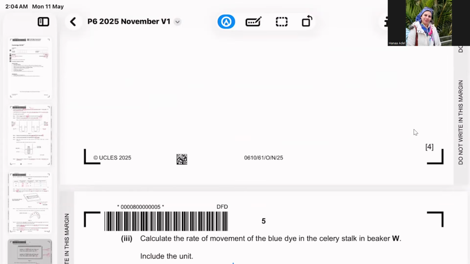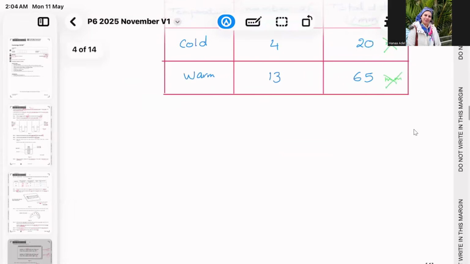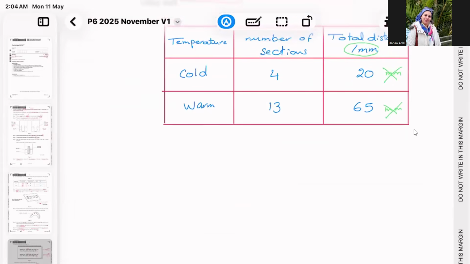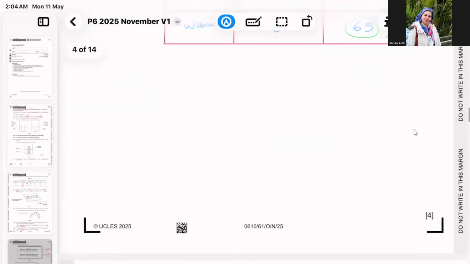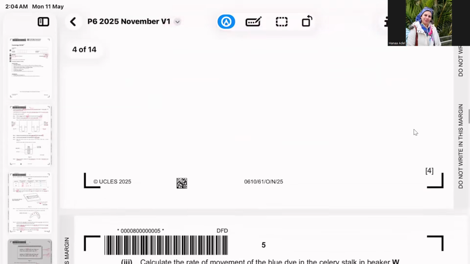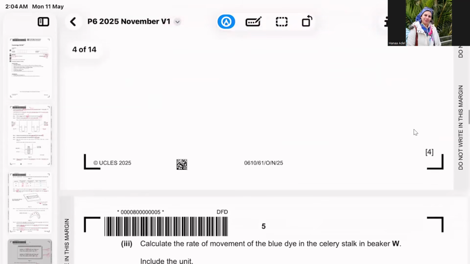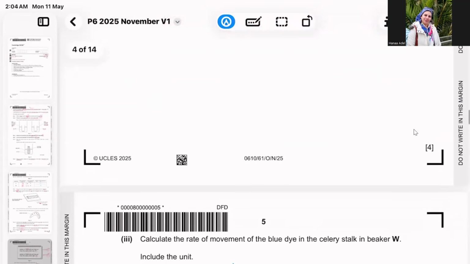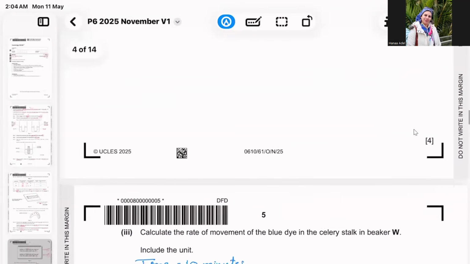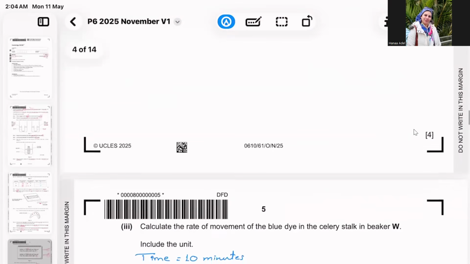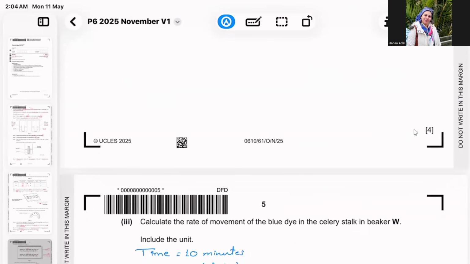And what about the total distance of W? Total distance of W is 65, and the time is 10 minutes. So the rate equals the total distance over time, and then we can write it as 65 divided by 10, which is equal to 6.5. And what about the distance? Its measuring unit is millimeter, and the time was in minutes.